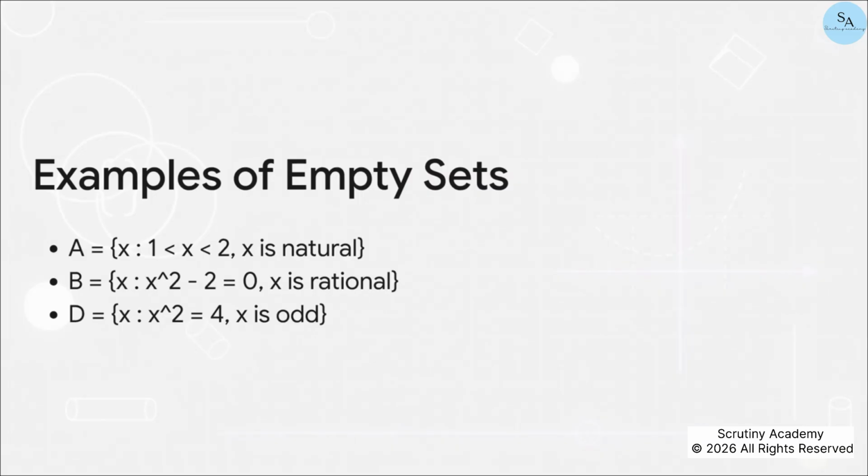Here are a few more kind of fun logical paradoxes straight from the text that result in empty sets. Take a look at set A, looking for a natural whole number that falls between 1 and 2. It just doesn't exist. Or look at set B, finding a rational number where x squared minus 2 equals 0. Or set D, finding an odd number that, when squared, equals exactly 4. Well, 2 squared is 4, sure, but 2 is an even number. So because none of these criteria can actually be met, all of these are perfectly empty sets.